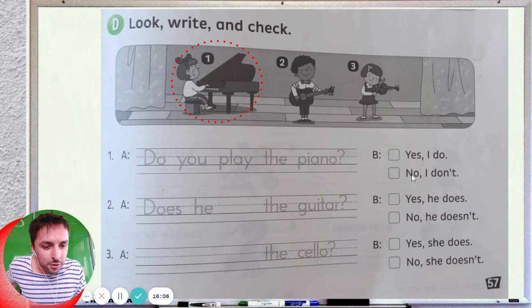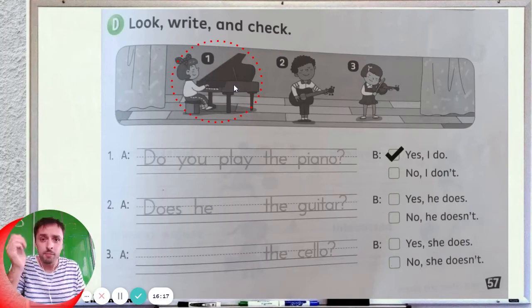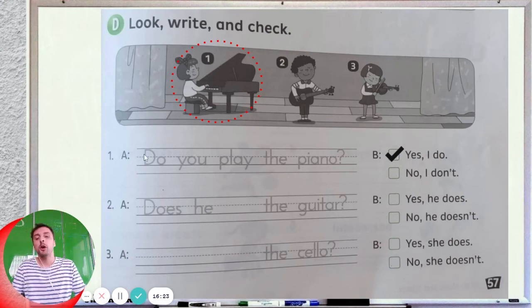Is it yes, I do, or no, I don't? Do you play the piano? That's right, it's yes, I do, because piano, yes, I do. So you tick, yes, I do. You check, yes, I do. Okay, let's do number 2.